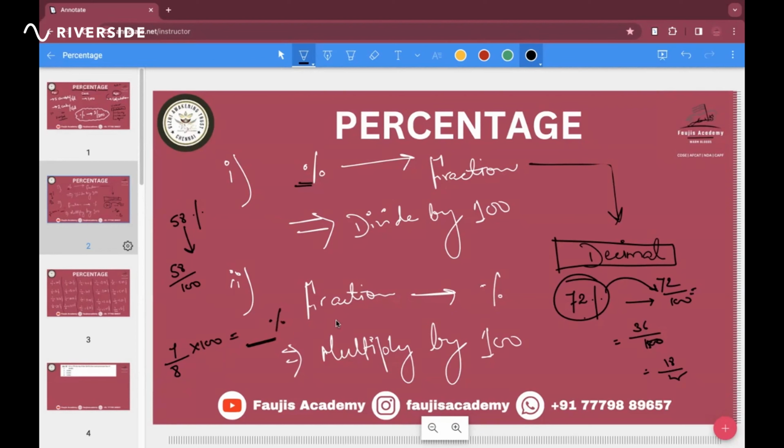Let's say you have to find 1 by 6. Multiplied by 100, that's the percentage. That means 50 by 3, that means 16 and 2 by 3 percent. Over here, 1 by 8 is how much percentage? I told you guys to remember. 1 by 8 is how much? 0.125.